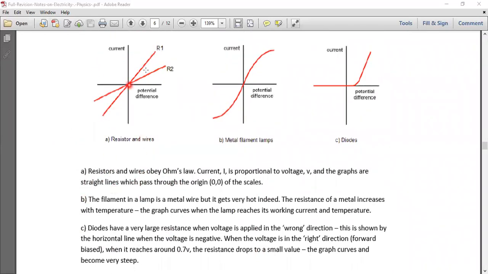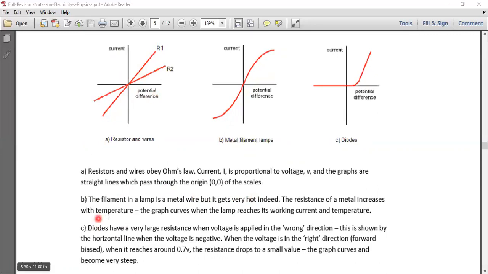First of all, resistance wires. These obey Ohm's law. That is, current I is proportional to the voltage, and the graph is a straight line which passes through the origin. You can see here that the voltage increases with increase of current, or the current increases with increase in voltage. That means they are obeying Ohm's law. What is Ohm's law? The law says that the current is proportional to the potential difference at a constant temperature. That means if the temperature varies, the current or potential difference will also vary.